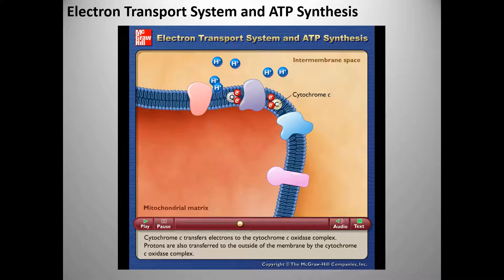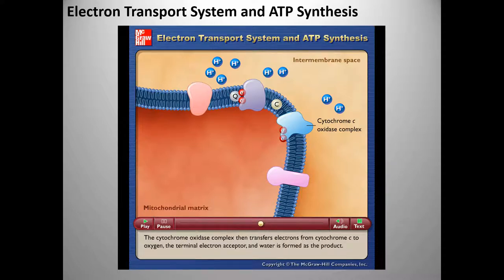Cytochrome C transfers electrons to the cytochrome C oxidase complex. Protons are also transferred to the outside of the membrane by the cytochrome C oxidase complex. The cytochrome oxidase complex then transfers electrons from cytochrome C to oxygen, the terminal electron acceptor, and water is formed as the product.